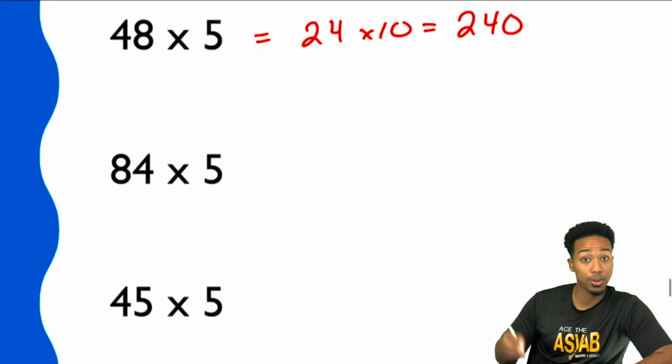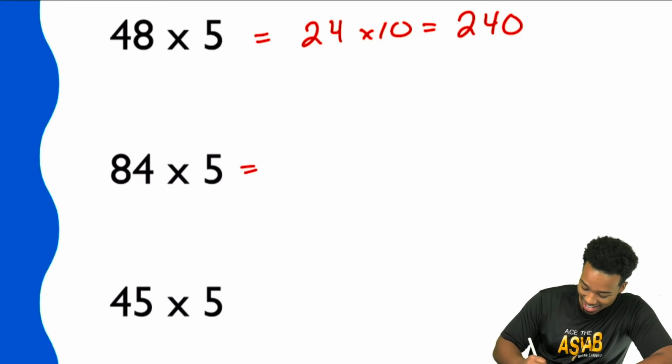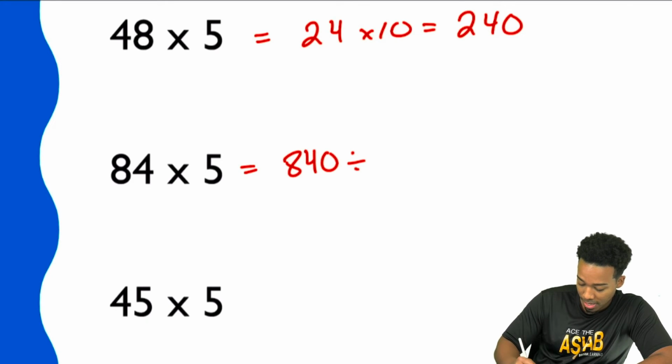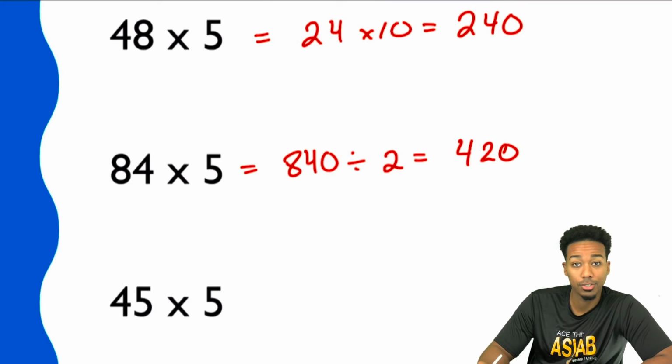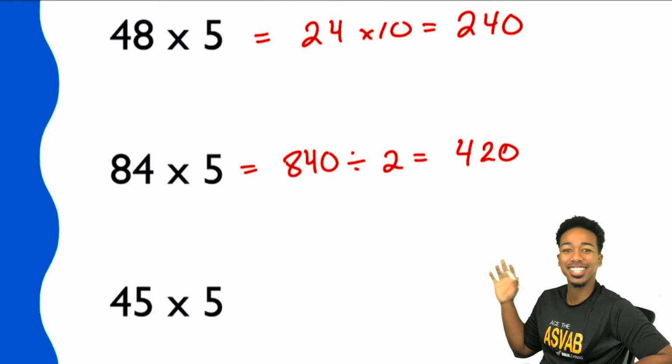84 times 5, let's try that one out. So with that, you can go ahead, multiply by 10 to get 840. And that's 840 divided by 2, so that's 420. Just like that. I hope you see how crazy easy this can be.